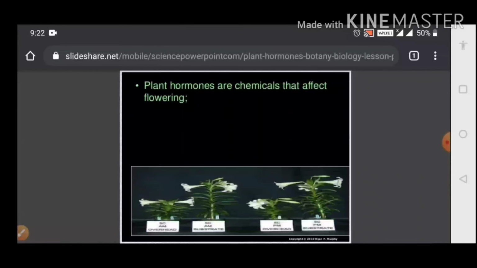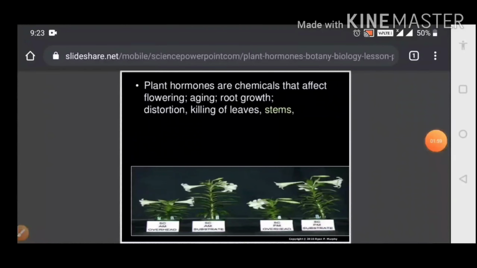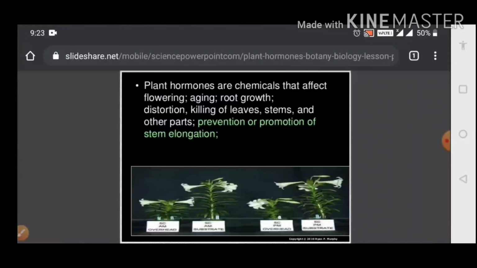Plant hormones are chemicals that affect flowering, aging, root growth, distortion, and killing of leaves, stems and other parts too. Even plant hormones are in charge of prevention or promotion of stem elongation.